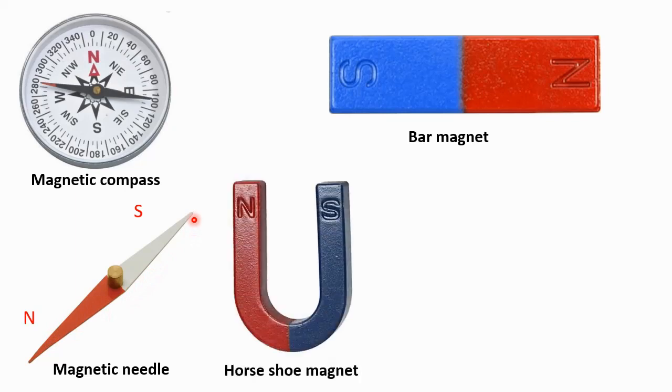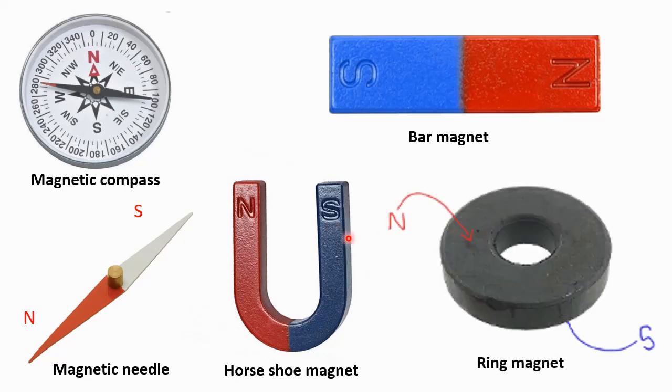Another type of magnet is the horseshoe magnet, which is a U-shaped magnet, and in this magnet also the left side is the north pole and the right side is the south pole. Another type of magnet is the ring magnet. In your early childhood, you must have played with this kind of magnet. This kind of magnet we mostly get in speakers. This magnet also has a north pole and a south pole. The lower portion is the south pole and the upper portion is the north pole. Besides this, there are many different types of magnets.